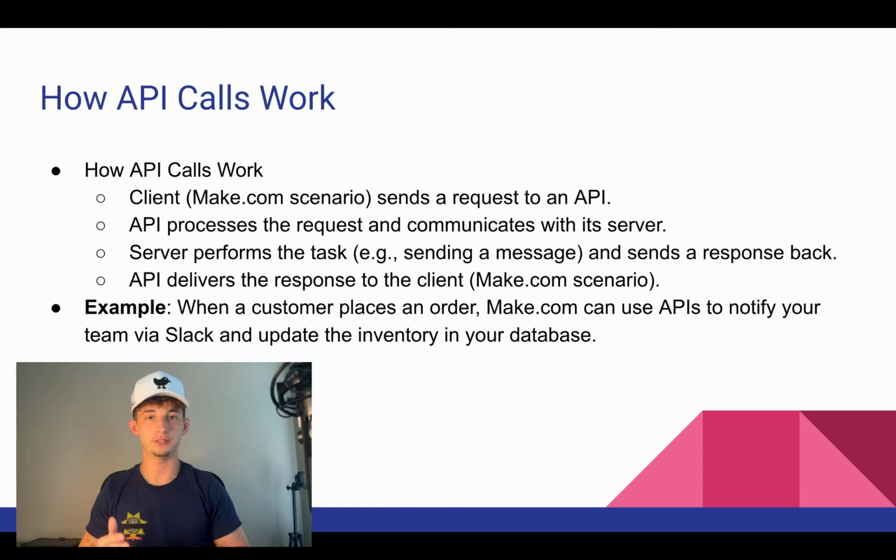So let's go ahead and try to break this down a little bit further through this example. So when a customer places an order within a website, then Make.com can use APIs to notify your team via Slack and update the inventory in your database.